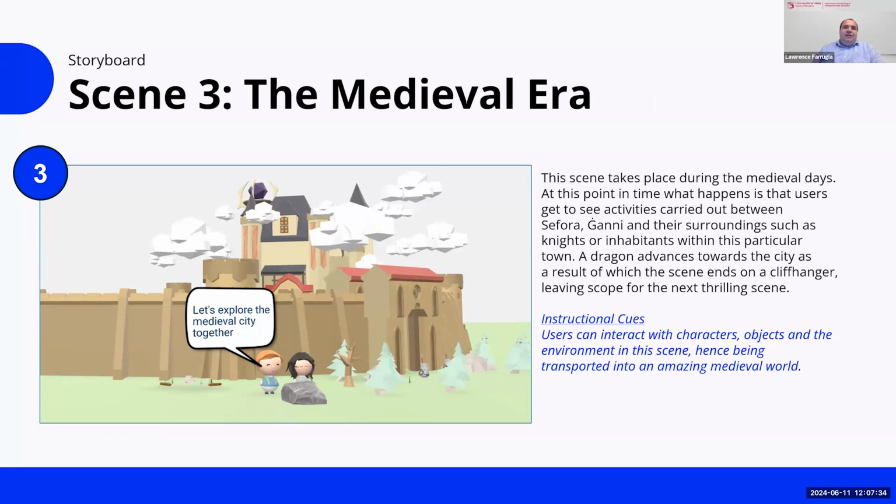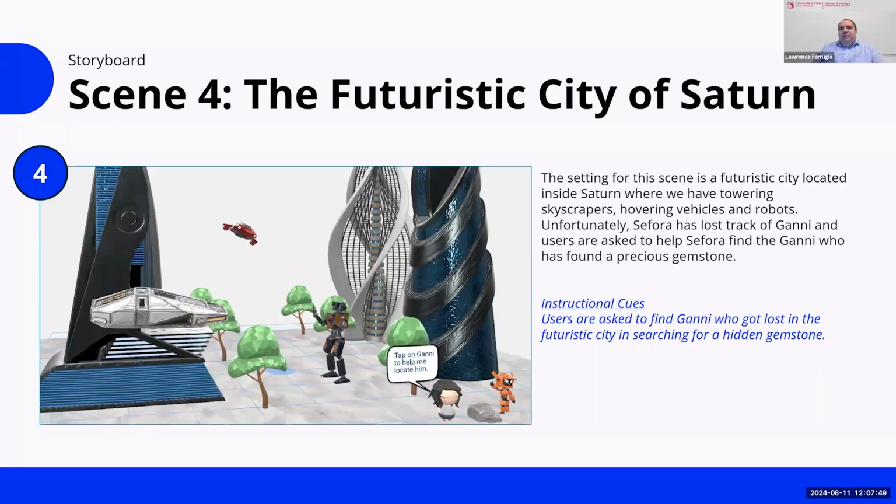And in this scene, again, our two characters, Johnny and Sephora, will flee from this medieval city. And this takes us to the last scene, which is a futuristic city, where for some reason Johnny and Sephora become separated from each other. And here, our female character, Sephora, is asking us to help her locate Johnny.